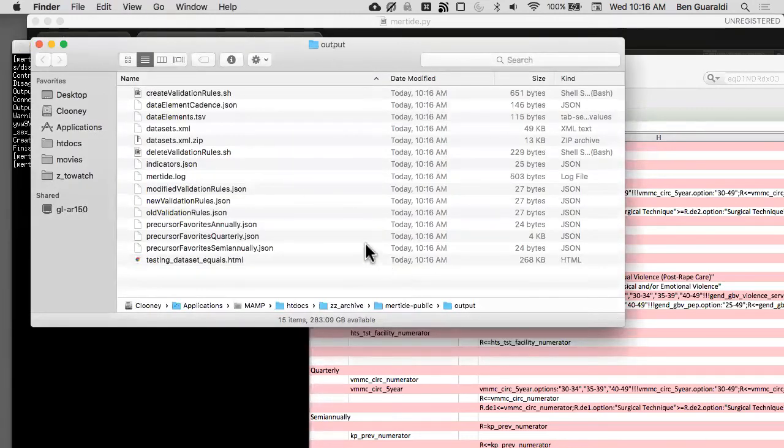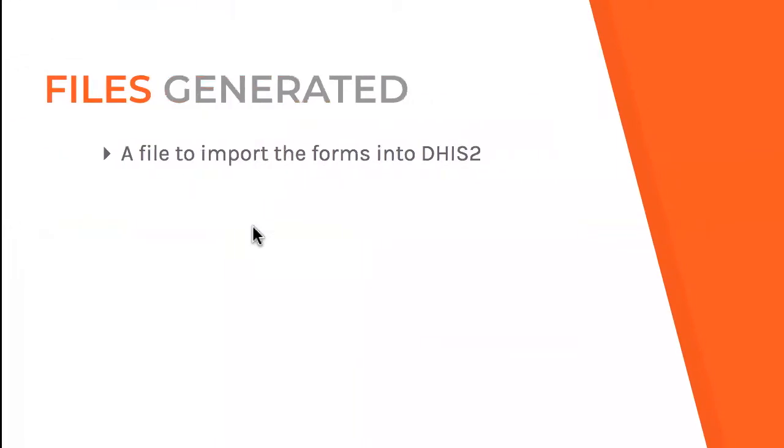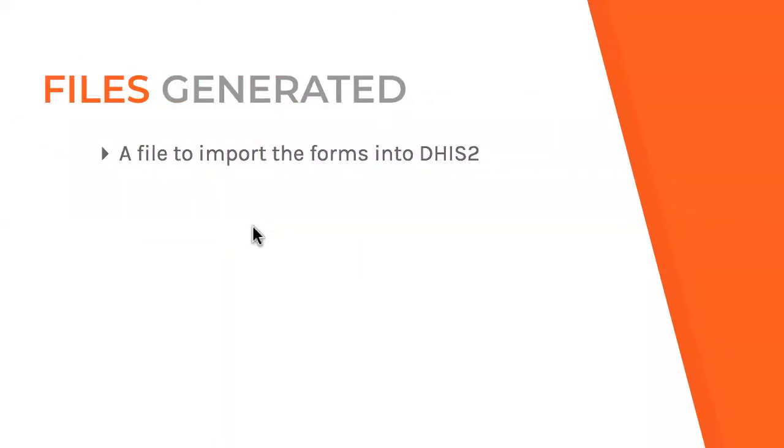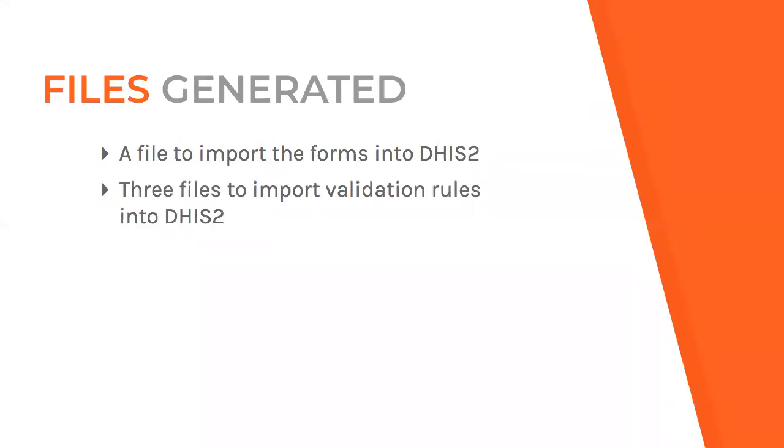All of those are 10:16 a.m., which is what time it is here on the East Coast of the United States. So let's walk through what these files are. So there's a file to import the forms into DHIS2. That's datasets.xml. There's 3 files to import validation rules to DHIS2. We could put them all in one file, but we separate them out in case you want to just load the new ones, or just load the modified ones, or load all of them.